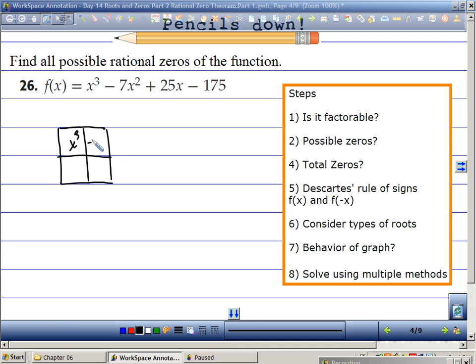x cubed minus 7x squared, 25x, negative 175. This would be x squared. x squared times x is x cubed. x squared times negative 7 is negative 7x squared. What do these two have in common? 25. 25 times x is 25x, and 25 times negative 7 is negative 175. This guy is factorable by grouping. x minus 7, x squared plus 25. Now what?